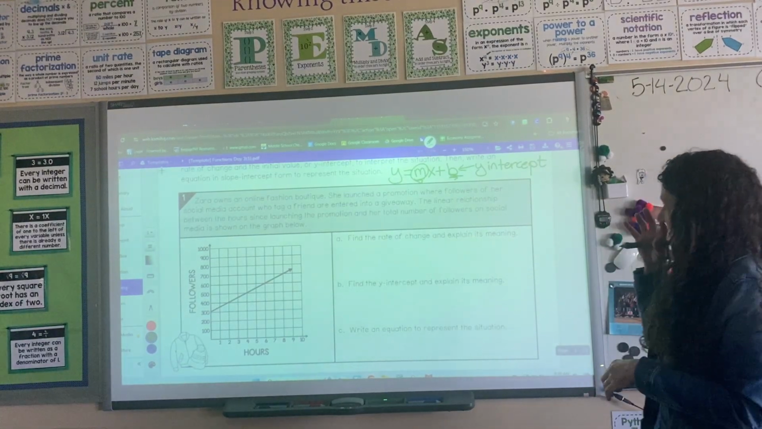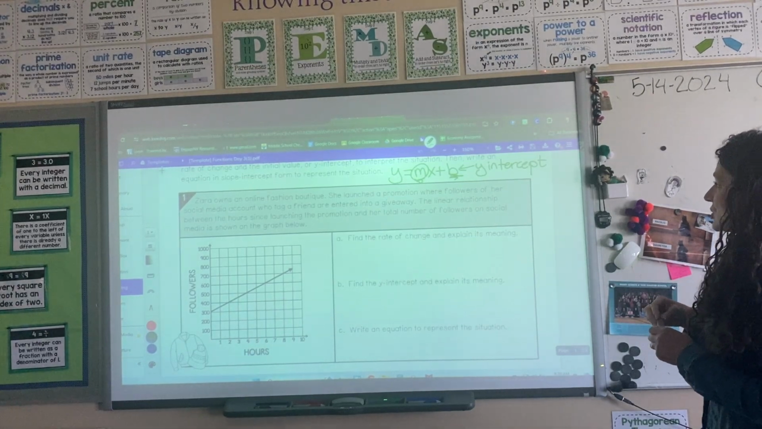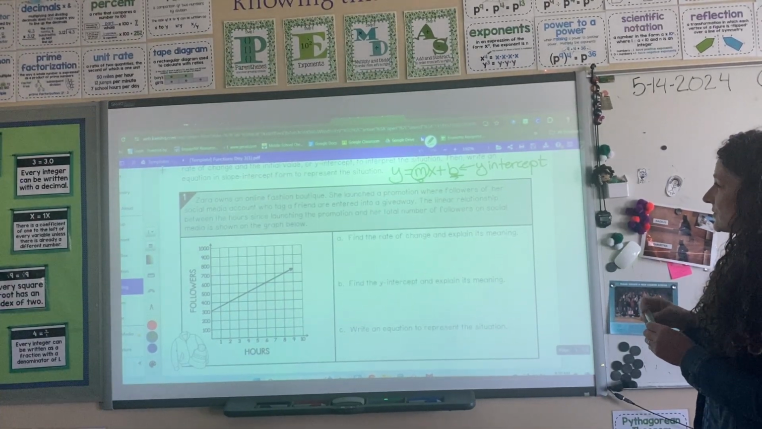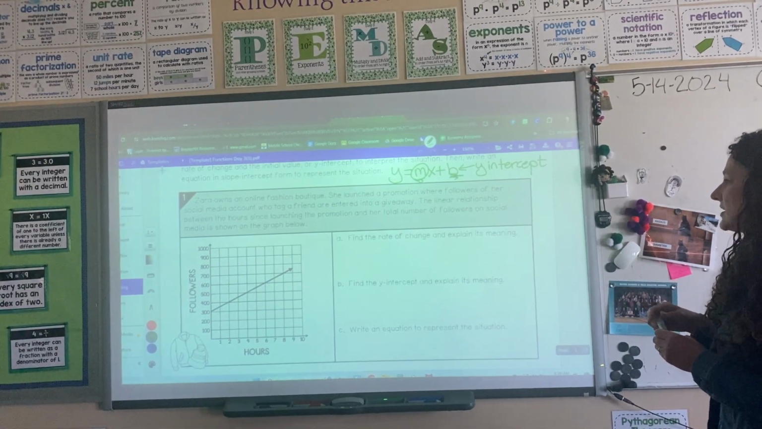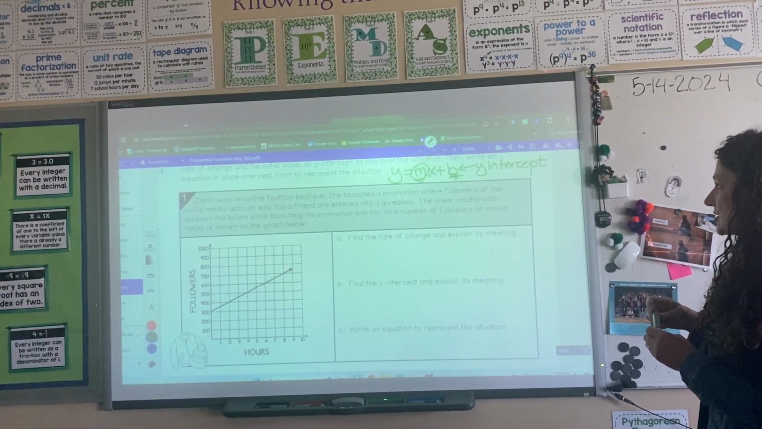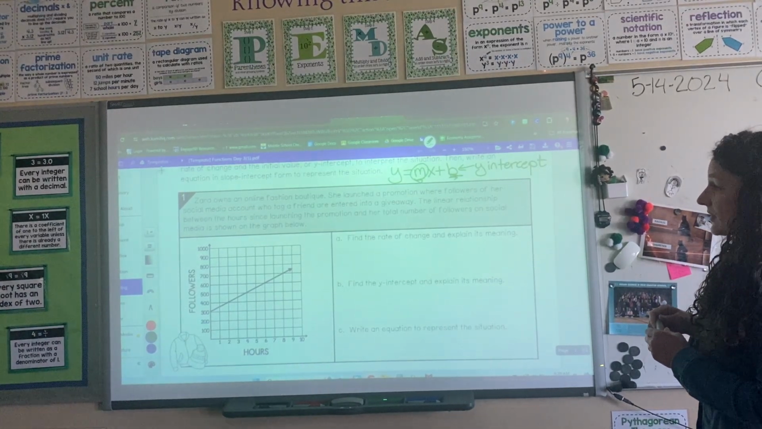Okay, so let's look at this. So Zara owns a fashion boutique. She launched a promotion where followers of her social media account who tag a friend are entered into a giveaway. The linear relationship between the hours since launching the promotion and her total number of followers on social media is shown on the graph below.